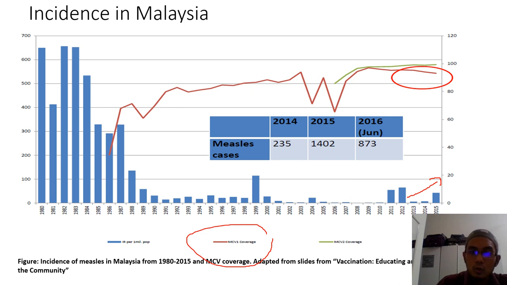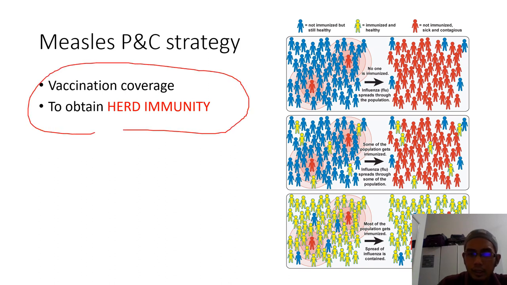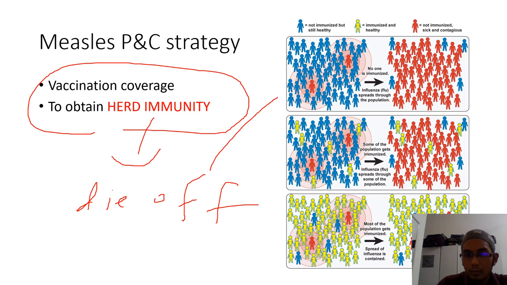why it is important for us to vaccinate our children. Okay, so the concept of herd immunity, as I mentioned earlier: if an adequate number of people vaccinate, 95%, we can obtain herd immunity. So eventually the pathogen will die off if there is enough number of persons vaccinated.